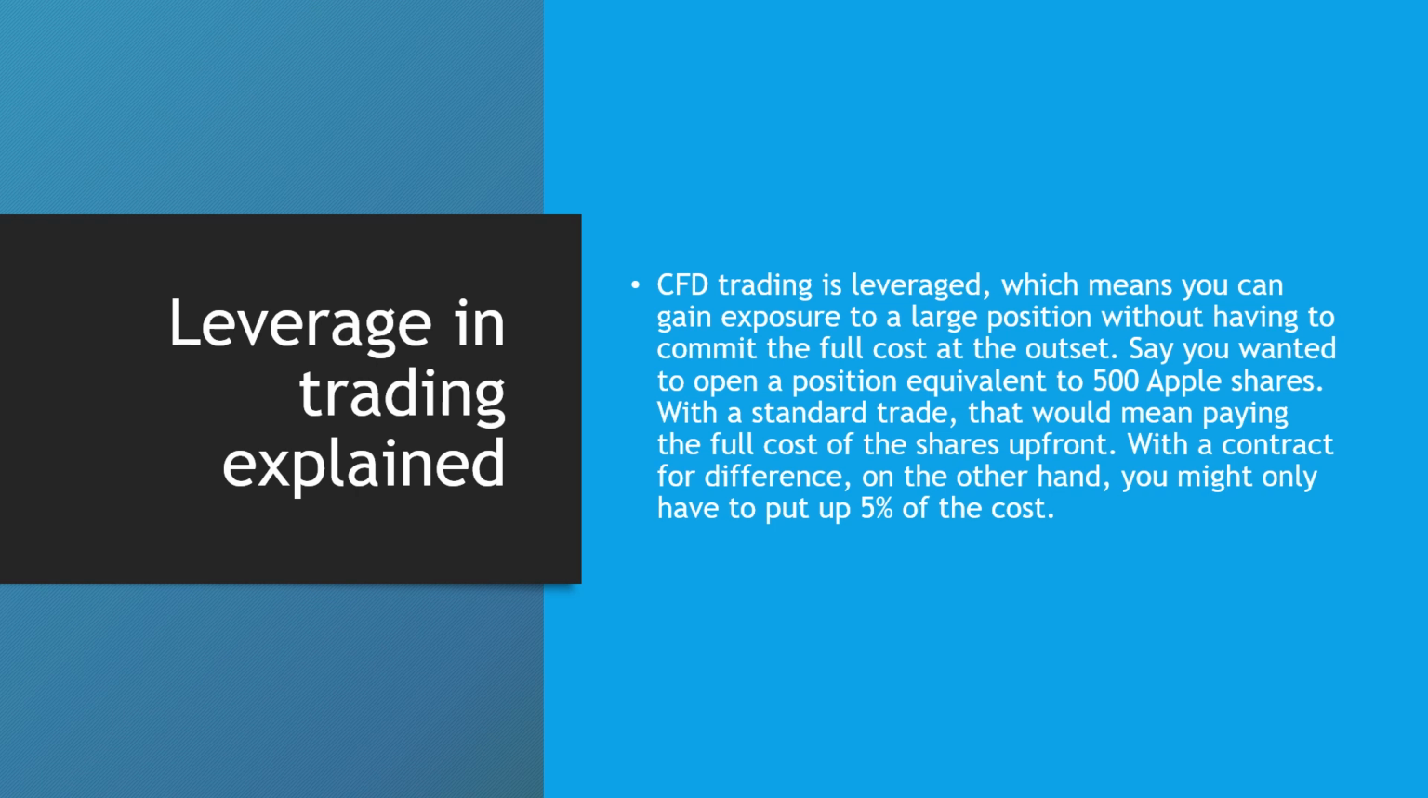So say you want to open a position equivalent to 500 Apple shares. With a standard trade, that would mean paying the full cost of a share upfront. With a contract for difference and other types of derivative trading, on the other hand, you might be able to only put up 5% of the cost. So hypothetically, if Apple was trading for $100 and you wanted 500 shares, what would your cash investment have to be?